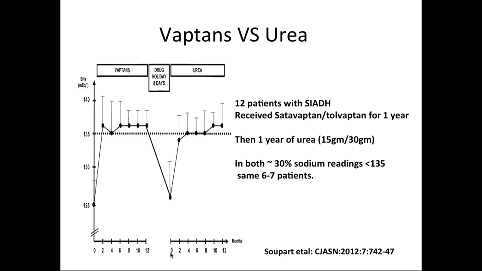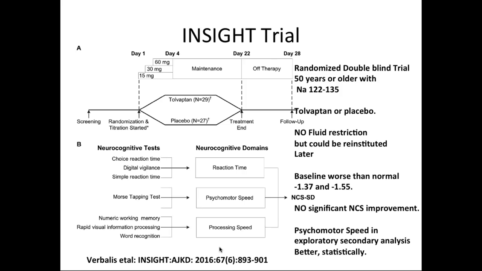And then they started them on urea tablets, which are available in Belgium where this study was done. They gave them either 15 grams or 30 grams of urea tablet. And what they found is that over the next 1 year, these 12 patients with SIADH maintained their sodium equivalent to being on tolvaptan. And 6 to 7 of them, who were the same patients as before in the tolvaptan or satavaptan arm, had about 30% of their readings below 135. So again, this shows that even with either a high protein or high salt diet or urea, which is going to be excreted through the kidney, you can manage patients with SIADH on a long-term basis as well.